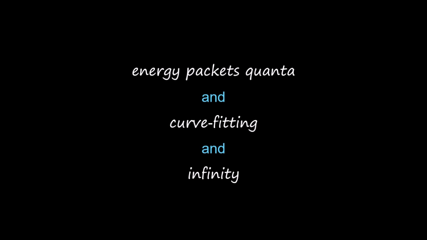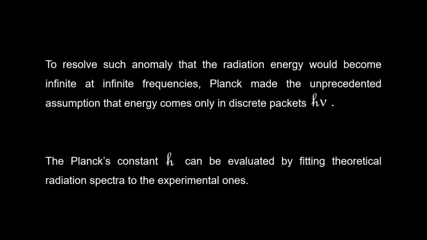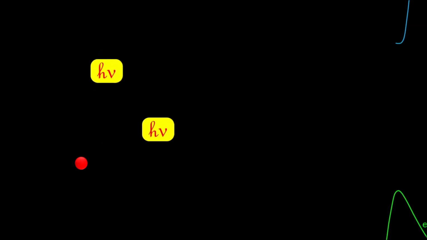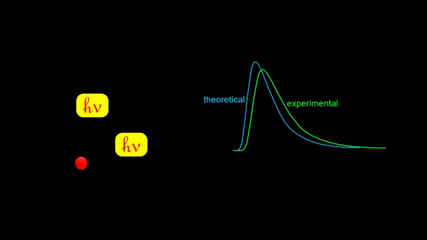Now, to comprehend the concept of anomaly or catastrophe, let's saunter through quanta, curve fitting, and infinity. In order to resolve such anomaly that the radiation energy would become infinite at infinite frequencies, Planck made the unprecedented assumption that energy comes only in discrete packets, h-nu. The Planck's constant h can be evaluated by fitting theoretical radiation spectra to the experimental ones.